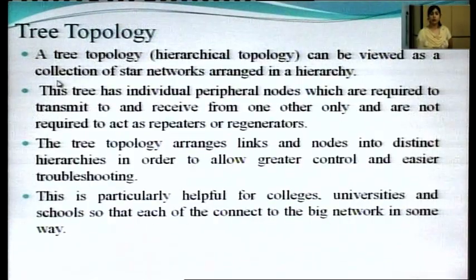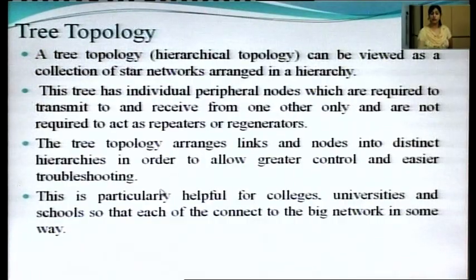Now, a tree topology, or hierarchical topology, can be viewed as a collection of star networks arranged in a hierarchy. This tree has individual peripheral nodes which are required to transmit to and receive from one another only, and are not required to act as repeaters or regenerators. The tree topology arranges links and nodes into distinct hierarchies in order to allow greater control and easier troubleshooting. This is particularly helpful for colleges, universities and schools, so that each of them connects to the big network in some way.